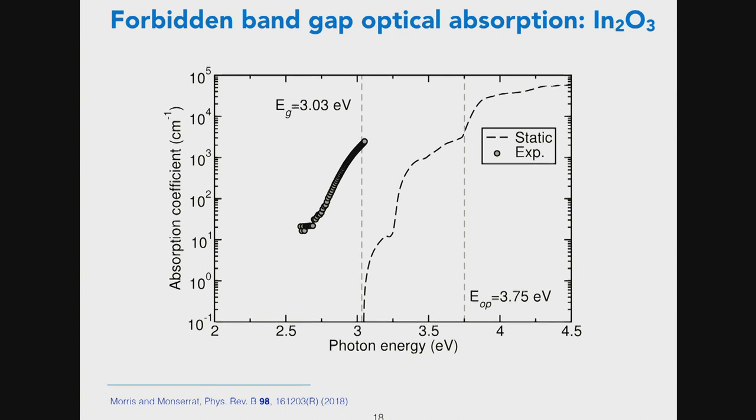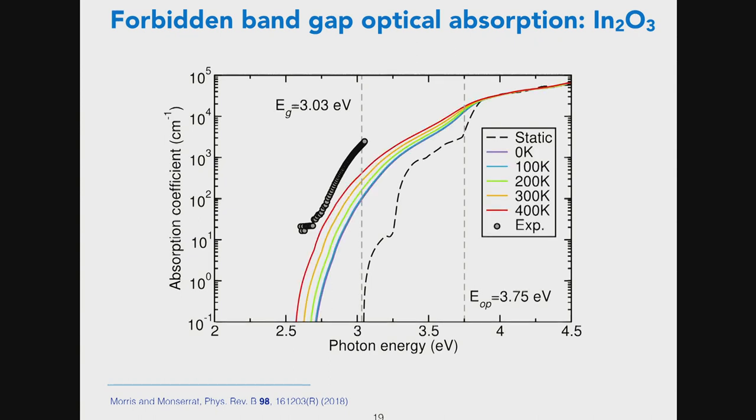But then the conundrum here really is that although we do get some absorption there, it's actually multiple orders of magnitude weaker than what's observed experimentally. So this is again where phonons come in, and phonons can mediate this transition. And if we include phonons at various temperatures, then this is the absorption spectrum that we get. And it does increase the absorption compared to the static lattice result by multiple orders of magnitude, and also it moves closer to the experimental results.